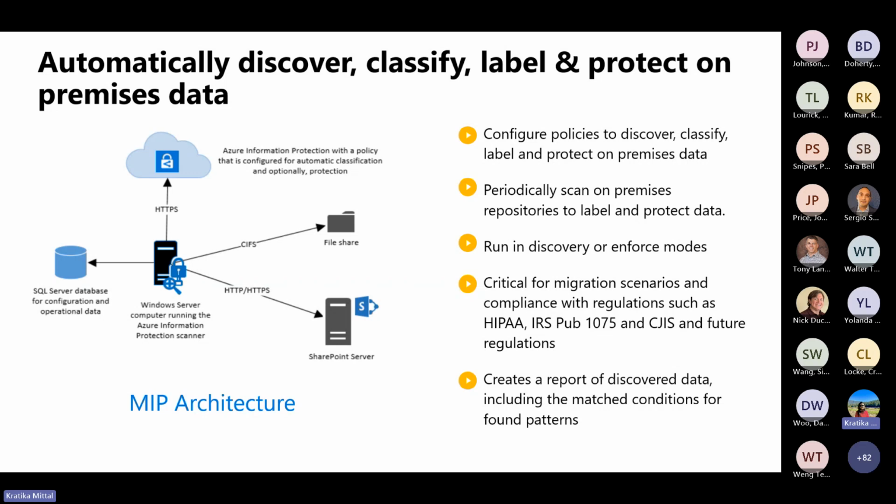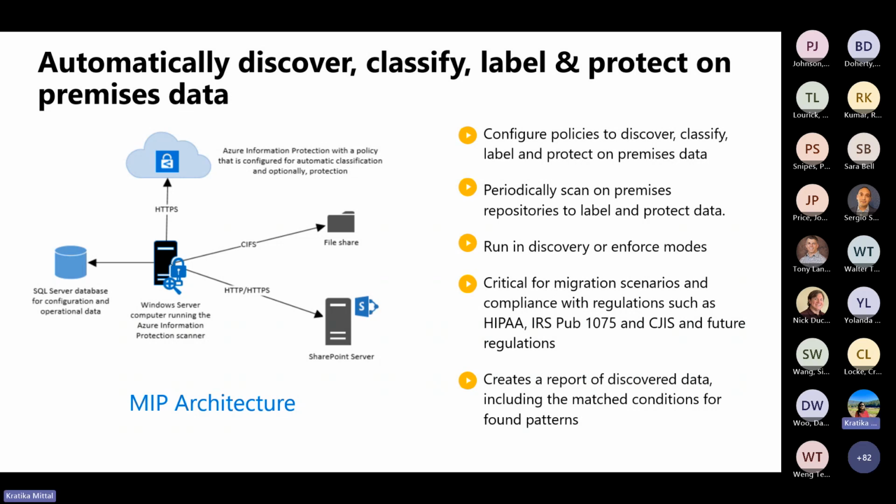It includes discovery of overexposed file shares and deep file inspections of data stored on file shares and SharePoint on-premise. This solution also helps you create a report of the discovered data, including the sensitivity labels applied on that data as per the auto-labeling policies that you have created in your Purview.